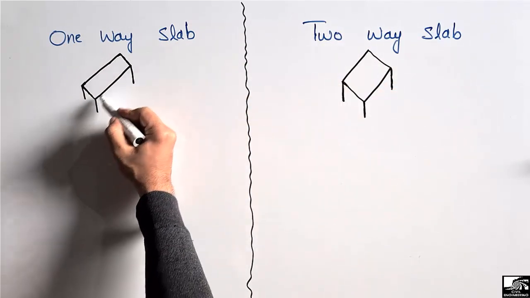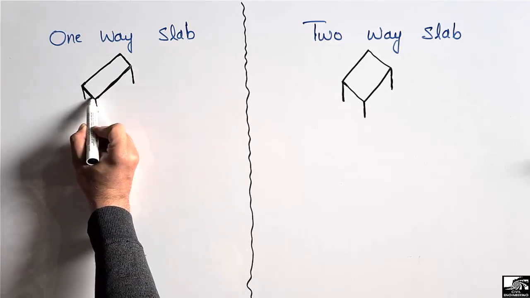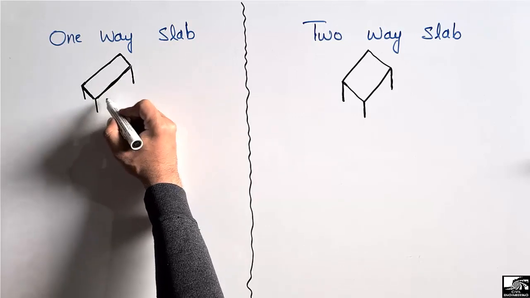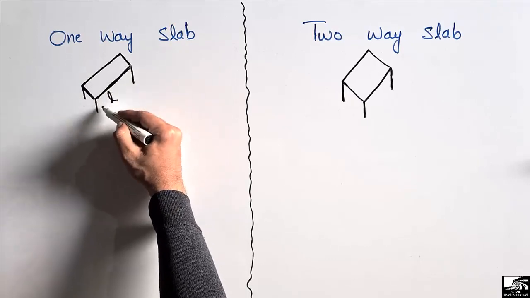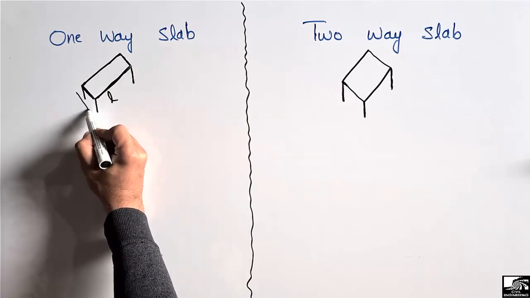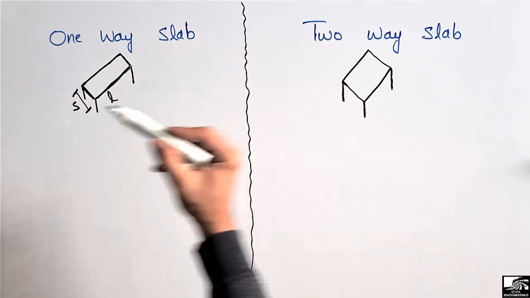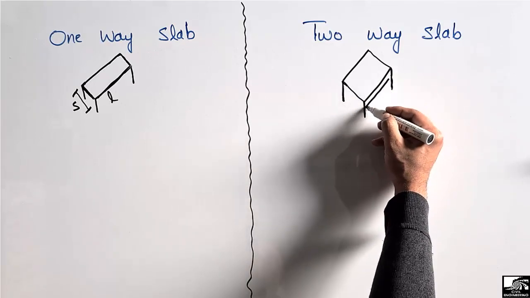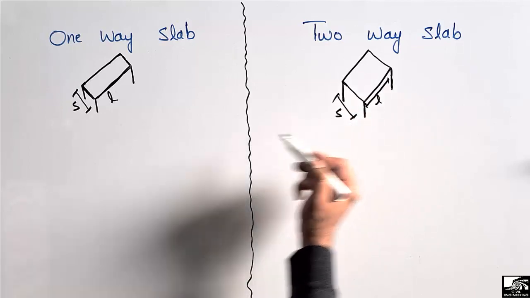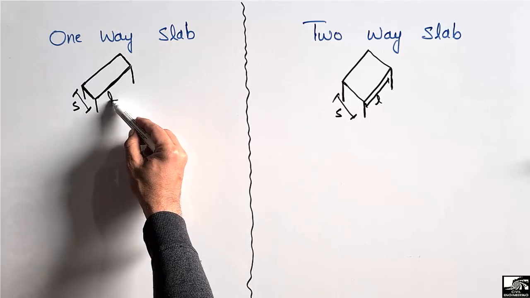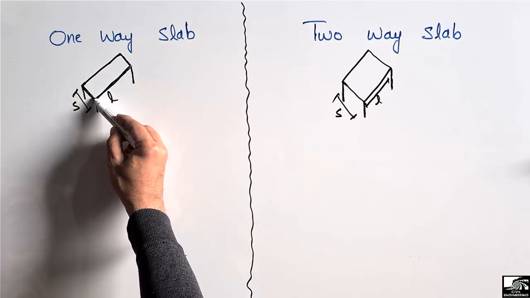We can see here that this is one direction of the slab, this long direction, and this is another direction of the slab. Let's suppose the longer span is represented by L, and the shorter direction of the slab is represented by S. In this case, we can see that the dimension L is larger than the dimension S.